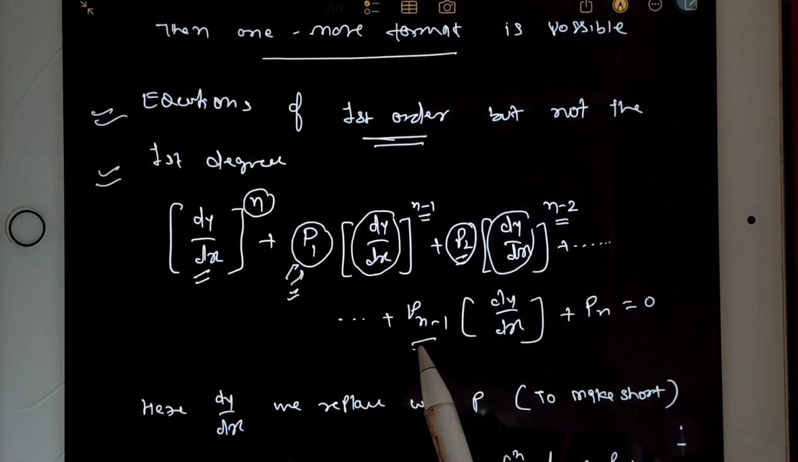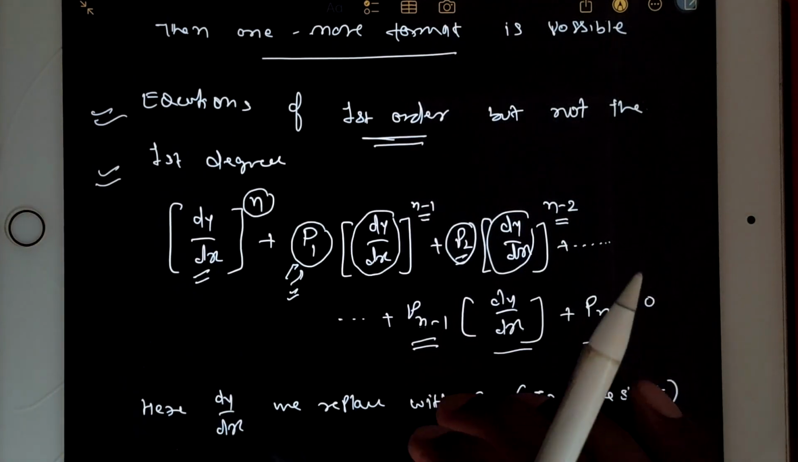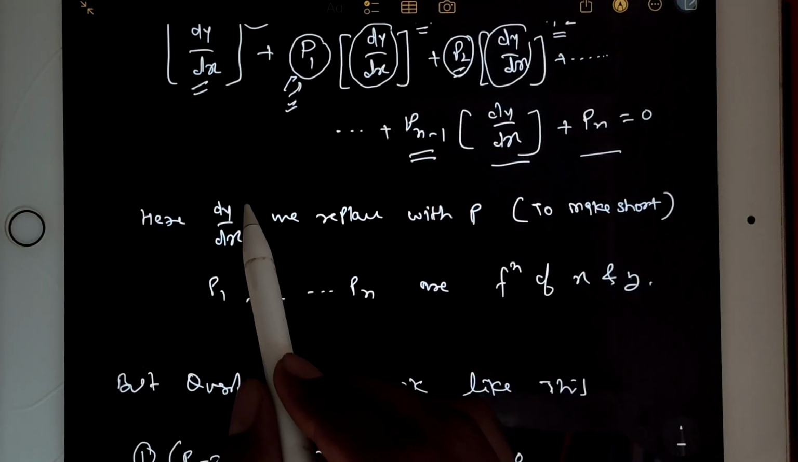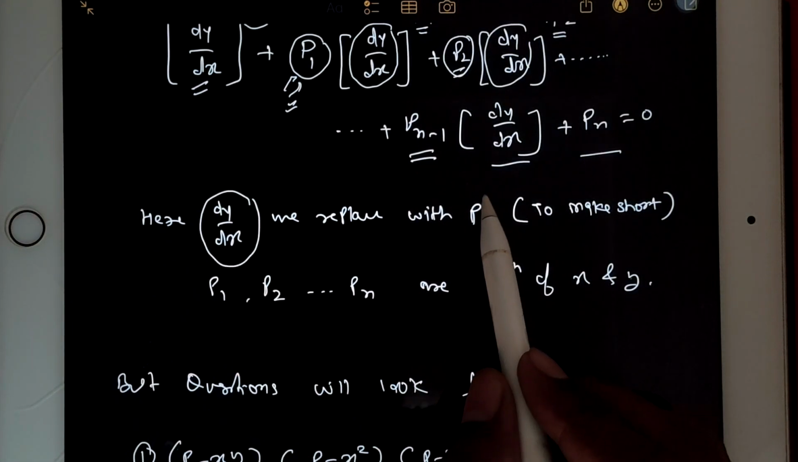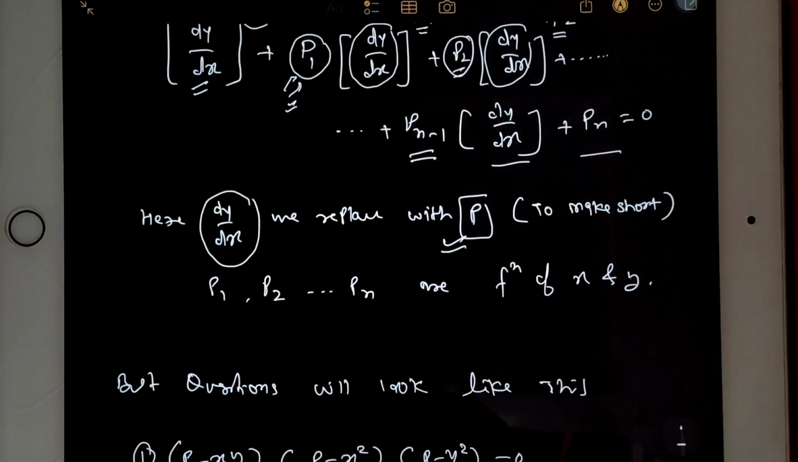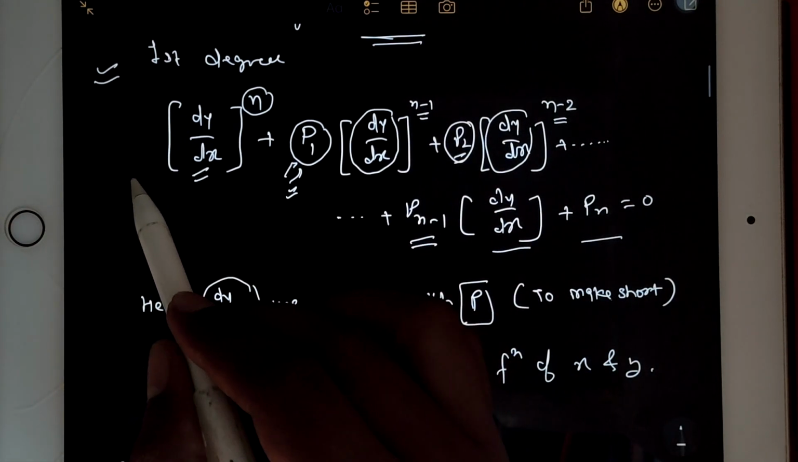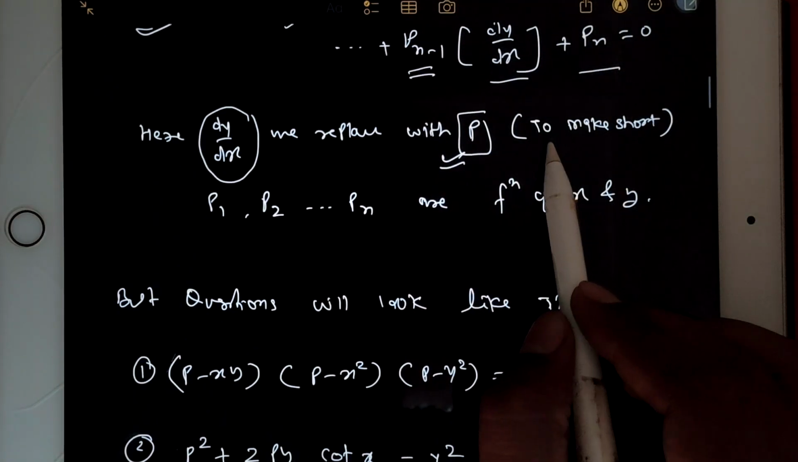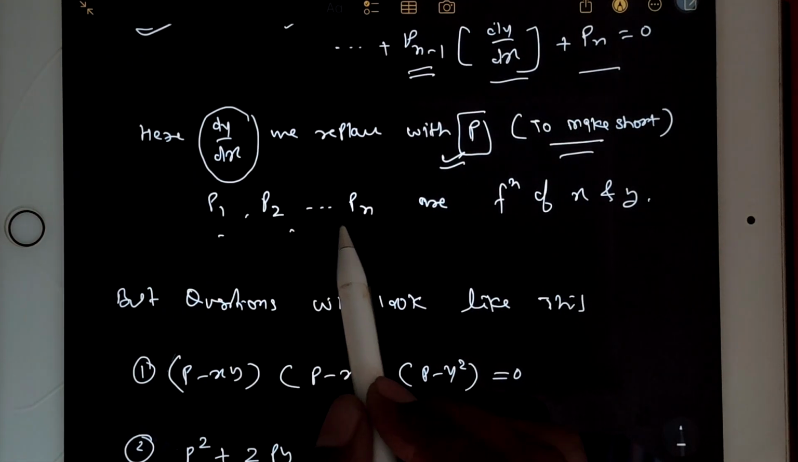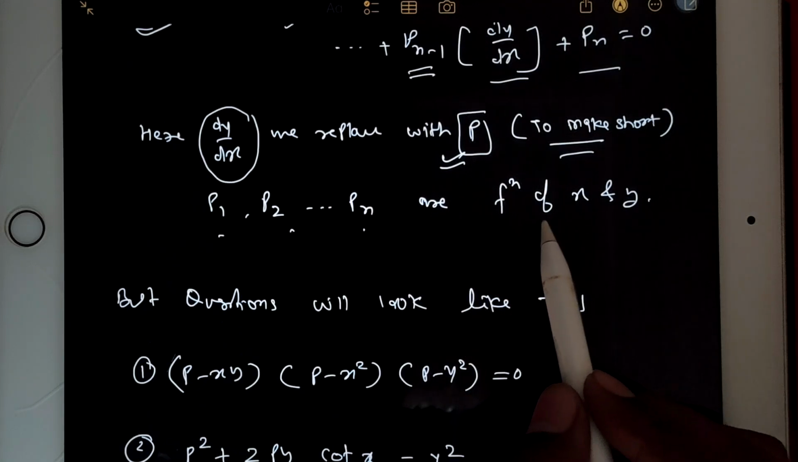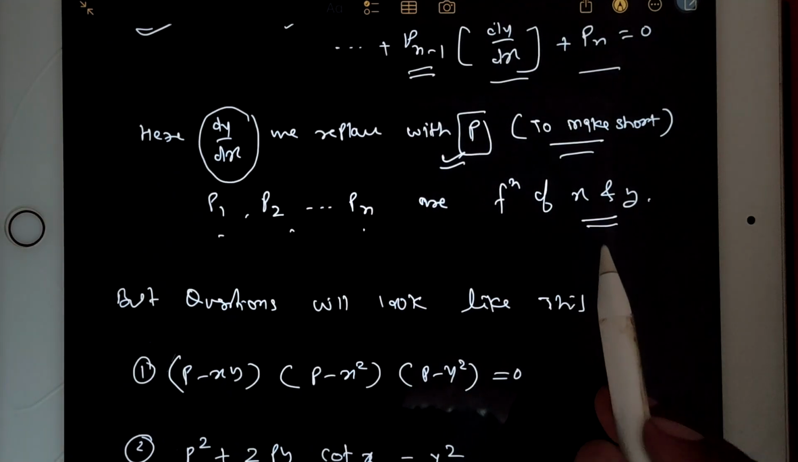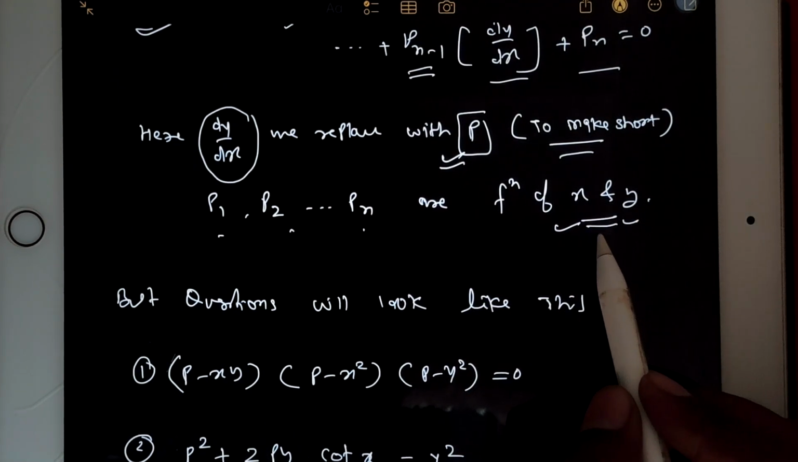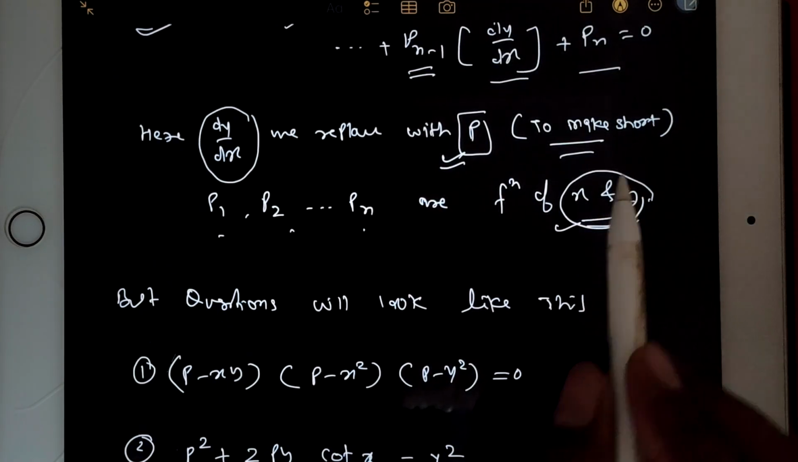So in the same way, you can see I am giving one format here. This dy by dx we can replace with p. This is a regular fashion in mathematics textbooks, just to avoid writing dy by dx again and again; we can replace it to make it short. And p1, p2, p3, pn, they all are functions of x and y. It means they can be a function of x also, y also, or x and y together also.